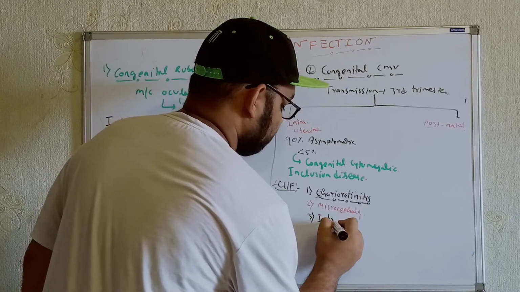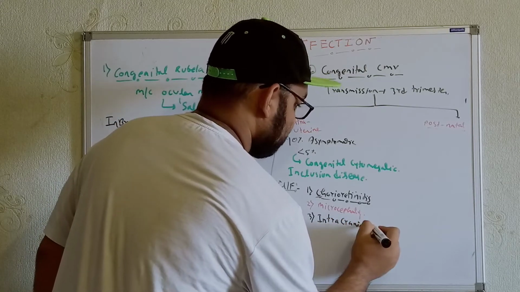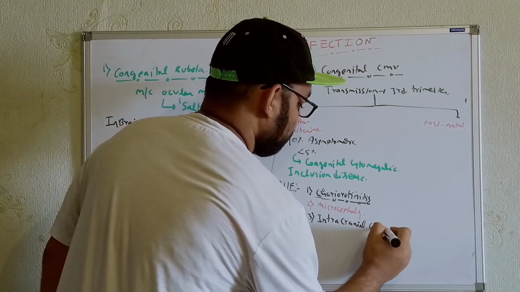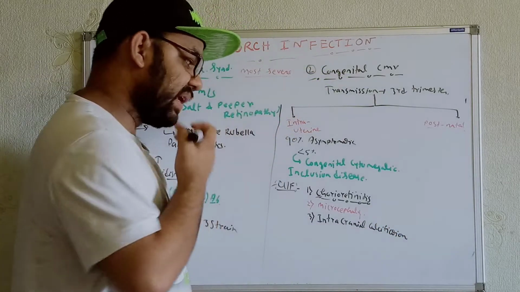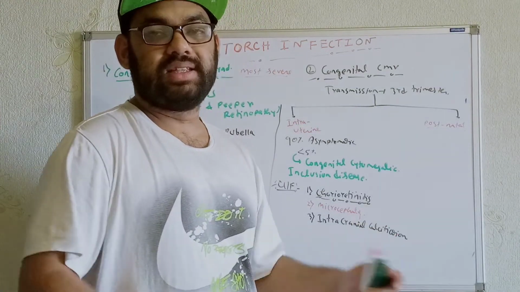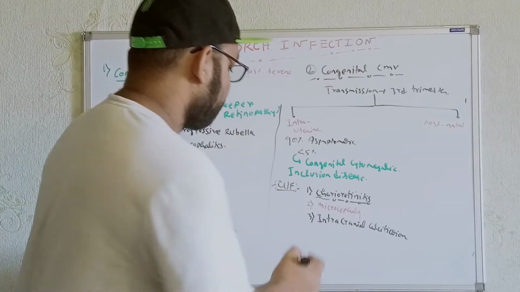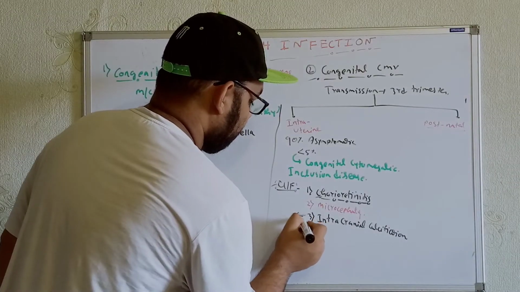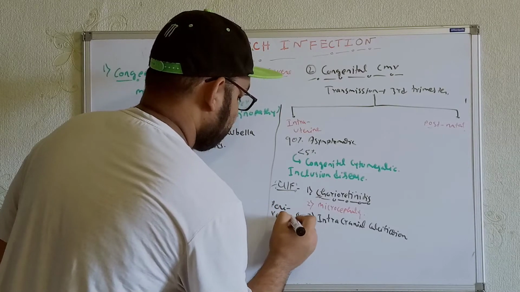And the most important one, let me write it over here: intracranial calcification. Now see, these calcifications we will see around the ventricles. That means periventricular calcifications. We will see the deposition of calcium around the ventricles of the brain. So we can write it over here: periventricular.